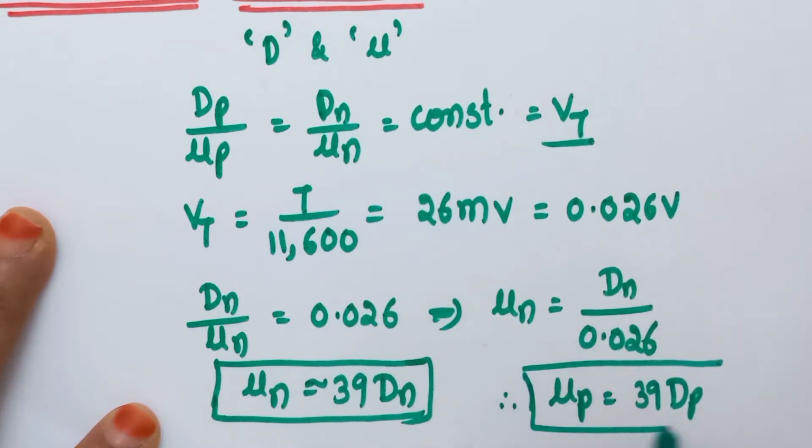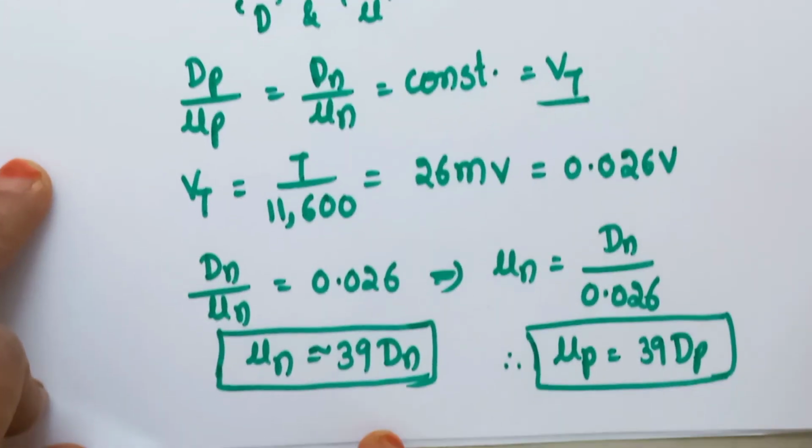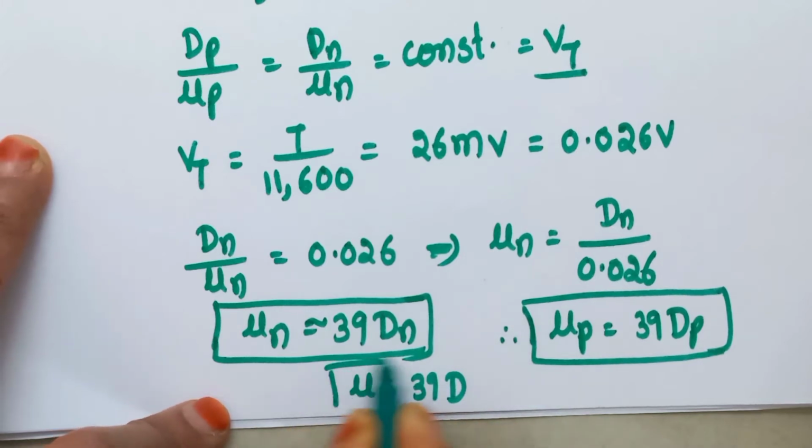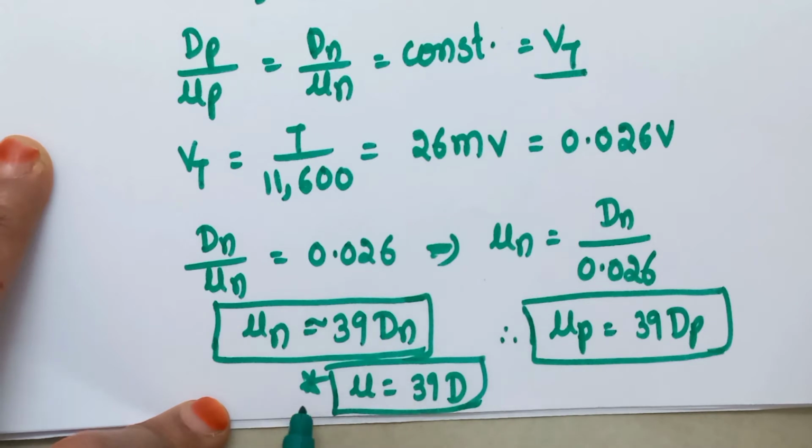These two are very important to remember. From these two we can generalize the expression for the mobility in terms of the diffusion constant as mu is equal to 39 D. This is called the Einstein relation. Very important for solving the problems as well as in objective type questions.